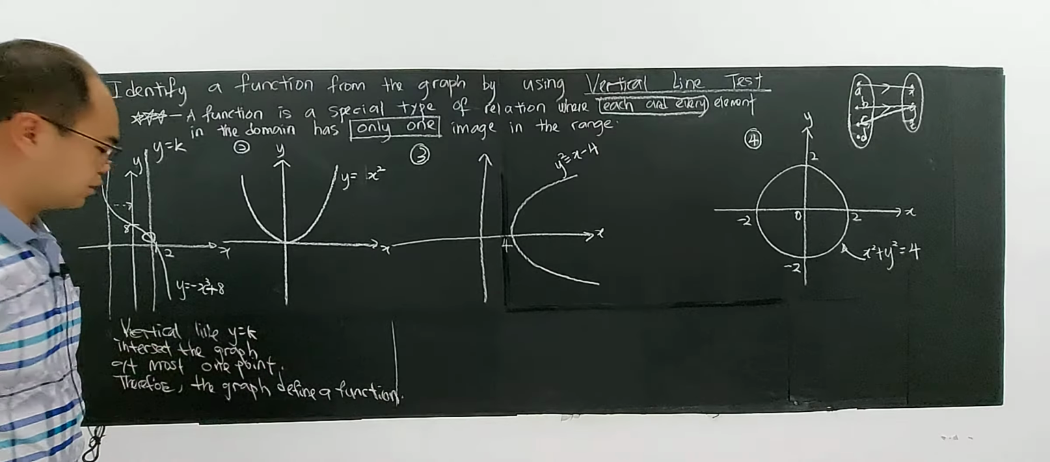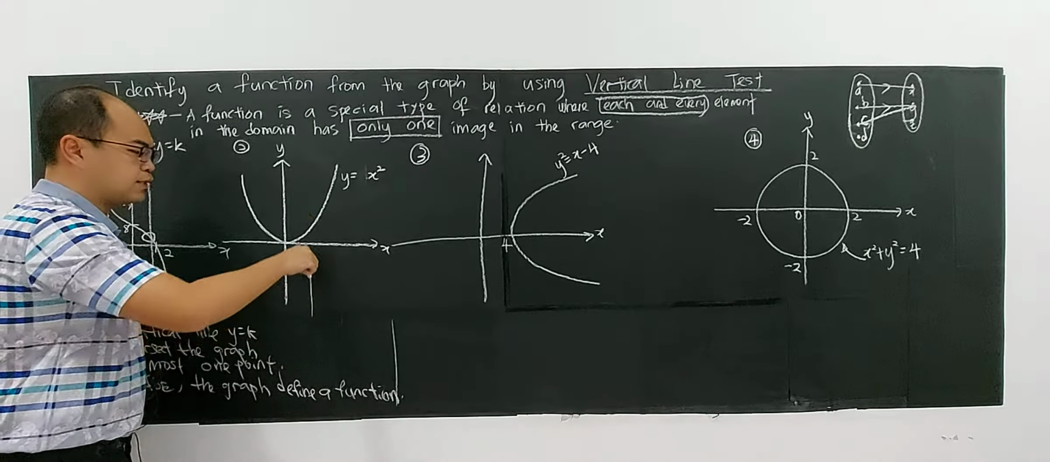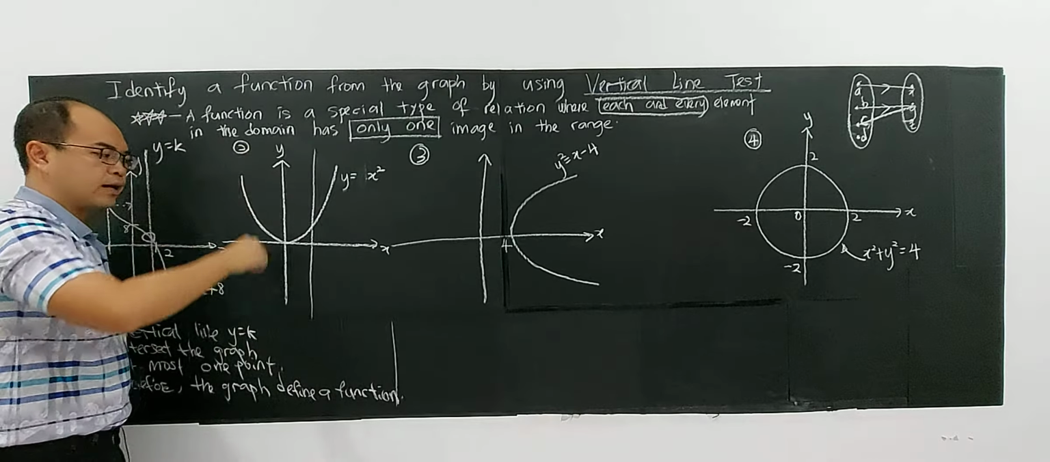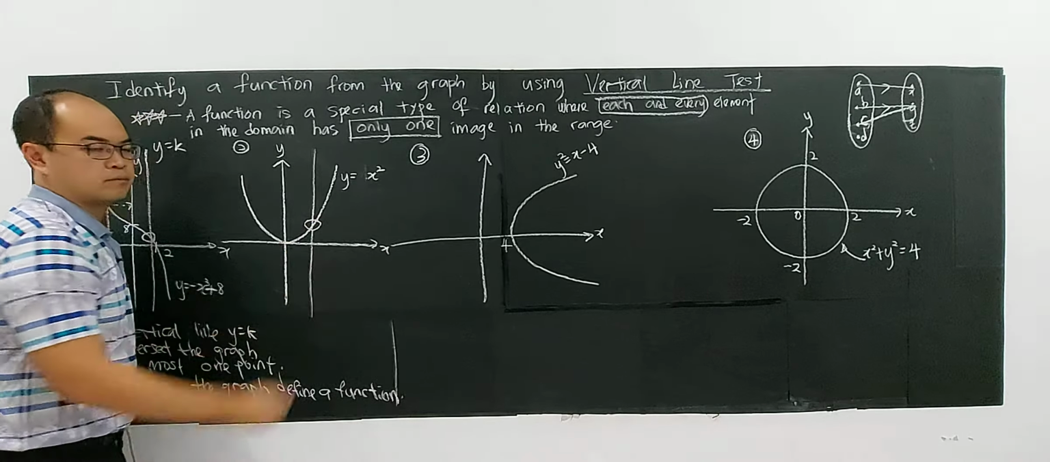So how about this one? Again, this is the first question. For the second question, if I draw a vertical line anywhere, it will intersect the graph at most one point, right?